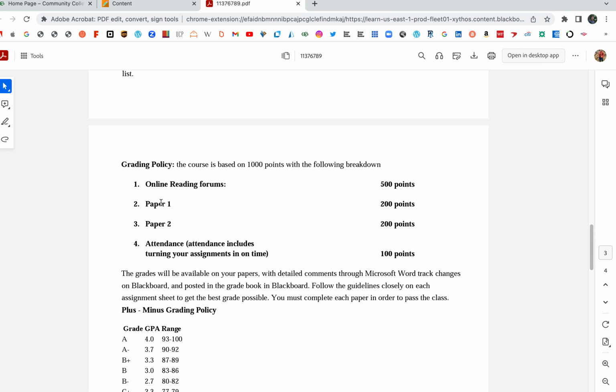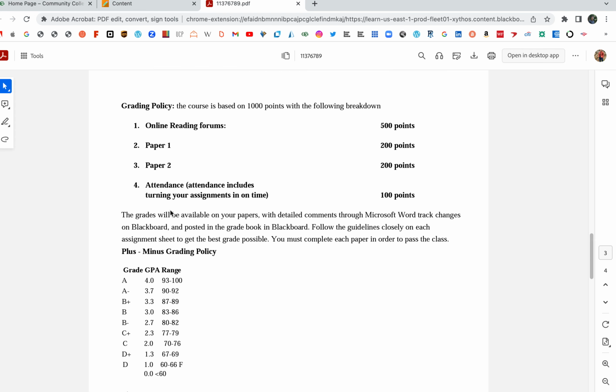We have two papers, paper 1 and paper 2. And then this fourth component, I'm counting attendance: as long as you turn your work in on time, you'll get those 100 points. That's the breakdown of the class. The grades will be available on your papers with detailed comments through Microsoft Word track changes on Blackboard and posted in the gradebook on Blackboard.